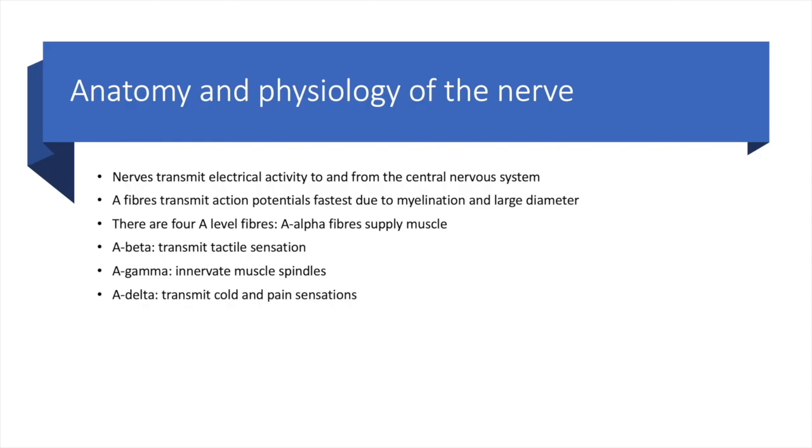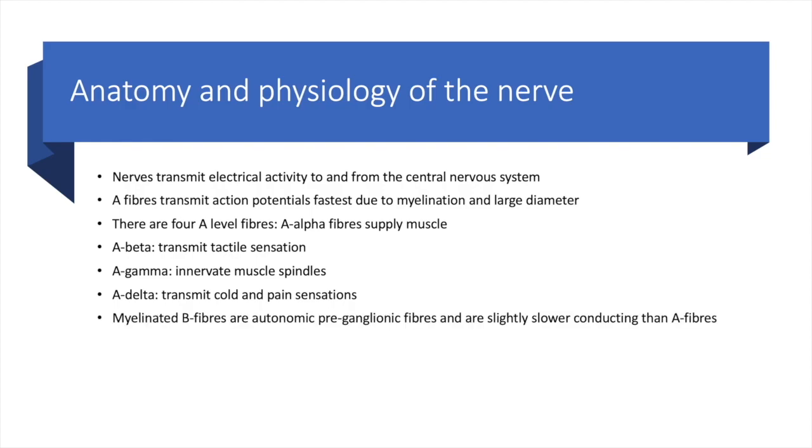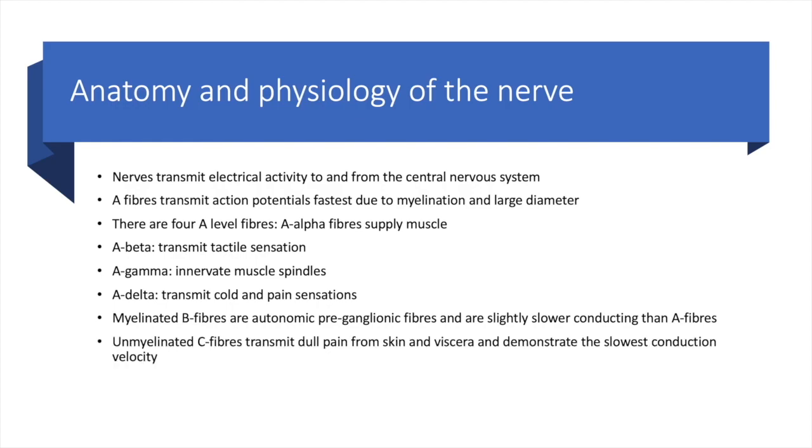Generally, the A alpha fibres have the largest diameter and therefore the fastest conduction velocity. The A delta has the lowest conduction velocity of the A level fibres. There are also myelinated B fibres, which are autonomic preganglionic fibres. They've got a slightly lower diameter than the A fibres and so have a slightly slower conduction velocity. And finally, we've got unmyelinated C fibres, which transmit dull pain from skin and viscera, and as you might imagine, demonstrate the slowest conduction velocity.